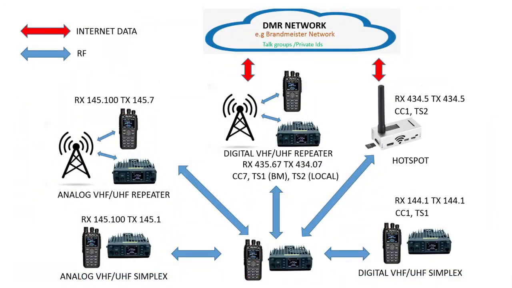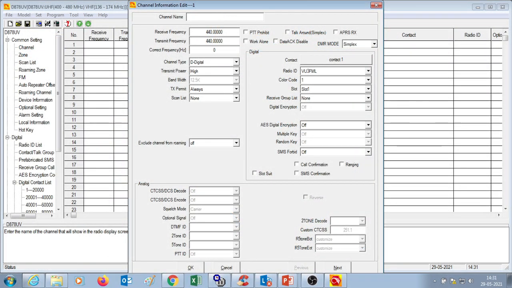Let's go back quickly to our screen here. Let's define for the analog VHF simplex type of communication. So we are going to define a channel for analog VHF simplex. The frequency is 145.1. Let's get back to our screen and write the channel name as analog VHF SI for simplex. You can name anything as long as you can identify it. The receive and transmit frequency will be 145.1.